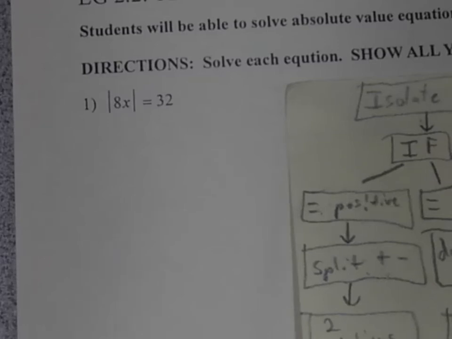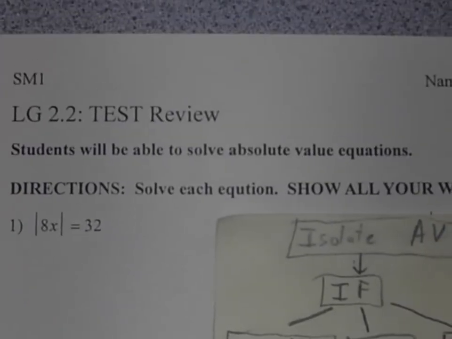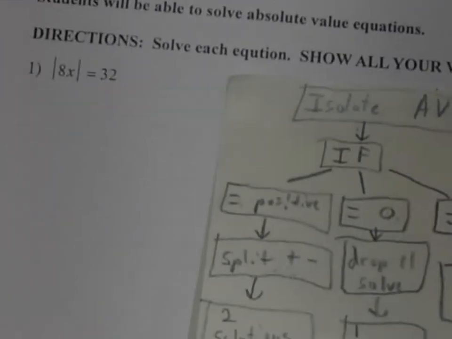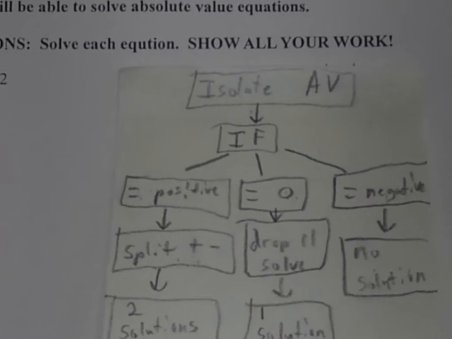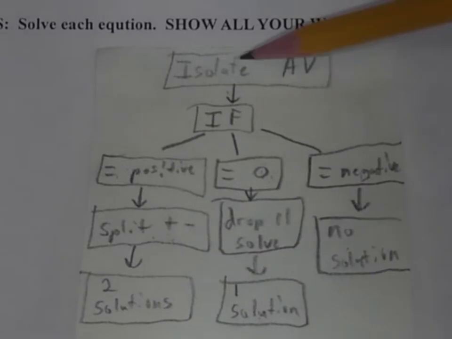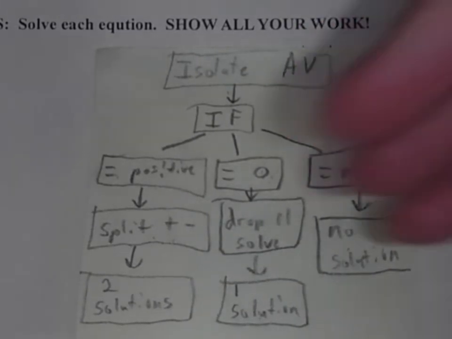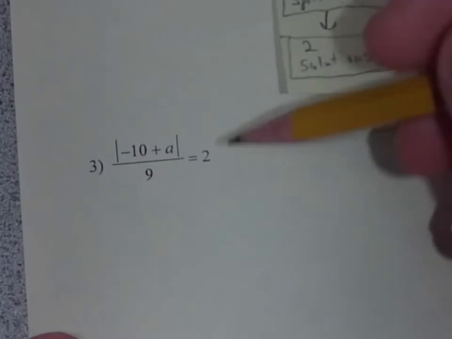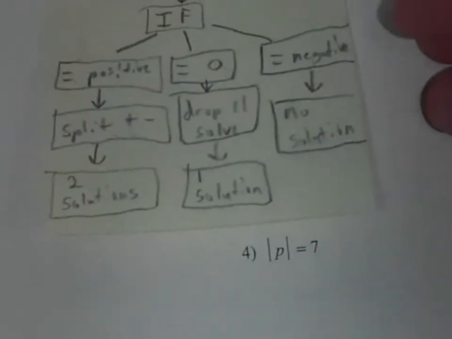Okay, so today we're going to be reviewing for the absolute value equation test. Just a reminder, guys, the steps to solving an absolute value equation. The first thing you need to do is isolate the absolute value. That means you can't have anything outside those two vertical lines. So like that 9 would have to go.